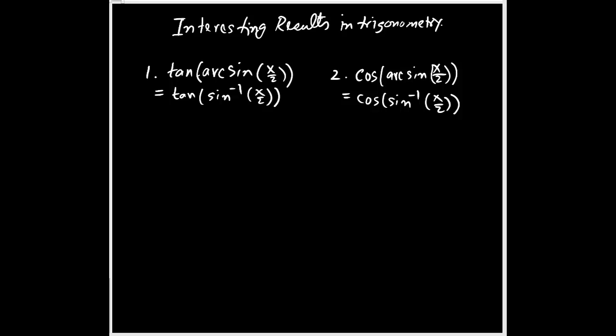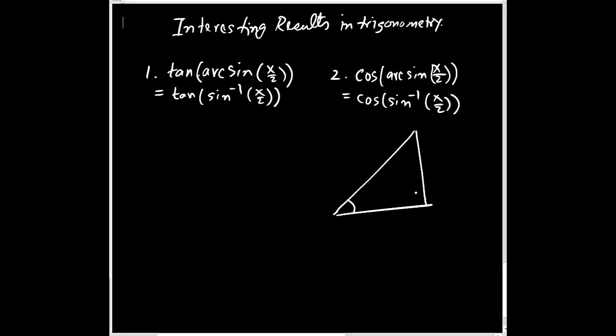In this video, we'll be finding some very interesting results in trigonometric functions. So you're given two examples: tangent arc sine x over 2, or you can say tangent sine inverse x over 2. Same for number 2, cosine arc sine x over 2, or you can say cosine sine inverse x over 2. We'll solve these two problems using one simple diagram.